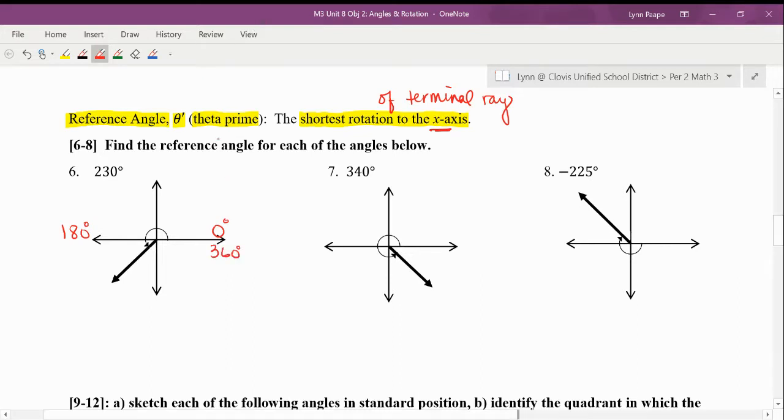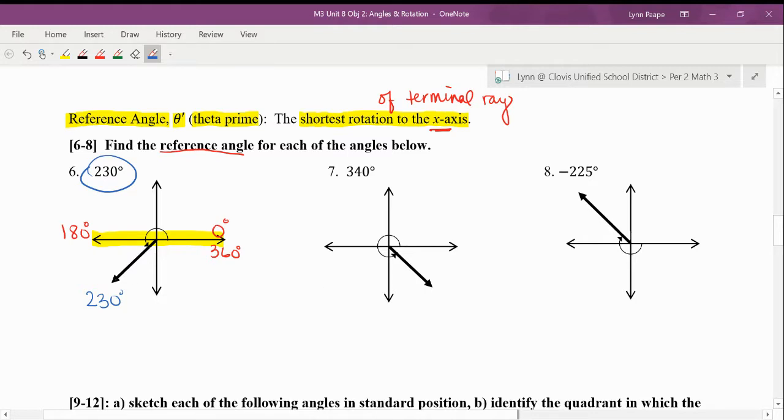So whenever we are looking for the reference angle, we always want to make sure that we're paying attention. We want to get to the x-axis, right? We want to get to the x-axis. So this particular problem, we know that we have an angle rotation of 230, and they already drew that in for us. So there's 230 degrees there.